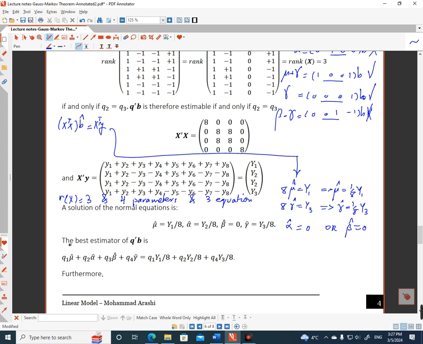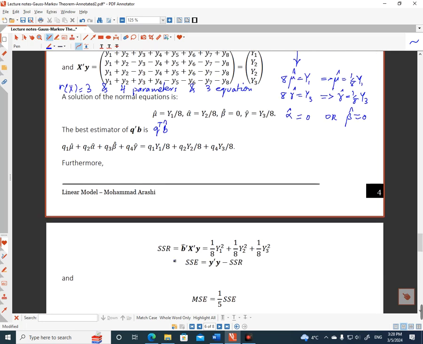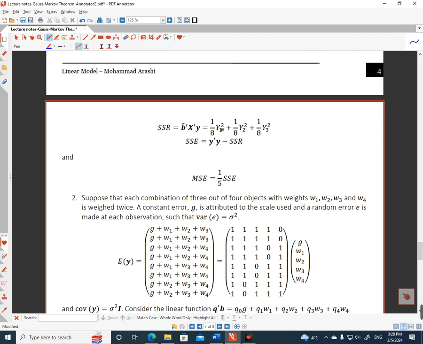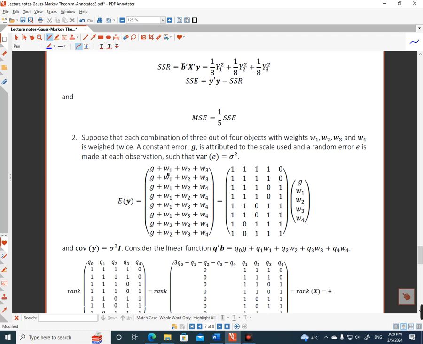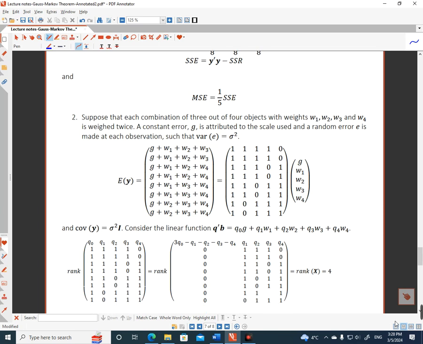So the best estimator of q prime b is indeed q prime b hat, which is equal to this equation here. Furthermore, if you write the SSR, you can simply get it based on the above formulas. We can even find the SSE, and we can find the MSE based on SSE. Remember, it's 1 divided by the rank times SSE. So you can simply get the total sum of squares as the sum of squares of regression plus the sum of squares of error. The second example is pretty simple, similar, and you can follow it easily.